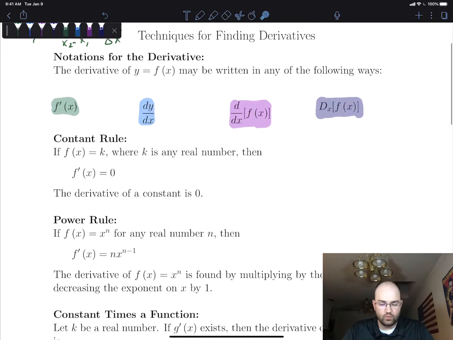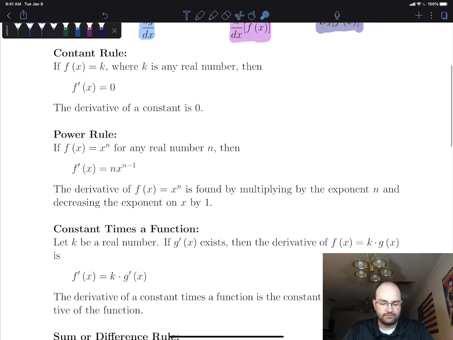Now, here are some rules for finding the derivative. First of all, we've got the constant rule. Basically, the derivative of a constant is 0. You can look in your text for more reasoning as to why that is.